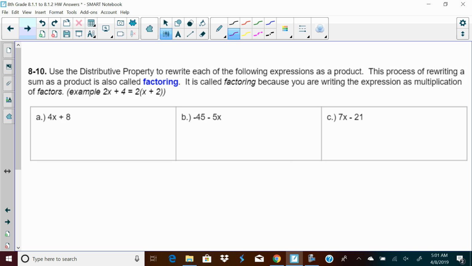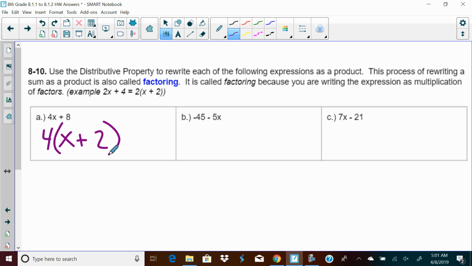Use the distributive property to rewrite each of the following expressions as a product. The process of rewriting a sum as a product is also called factoring. It's called factoring because you're writing the expression as multiplication of factors. Example: 2x plus 4 is 2 times x plus 2. So we're going backwards. So 4 goes into both of these, so I would pull out a 4 and rewrite it as x plus 2.